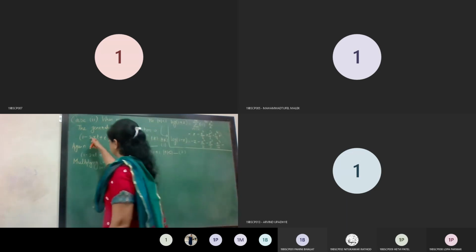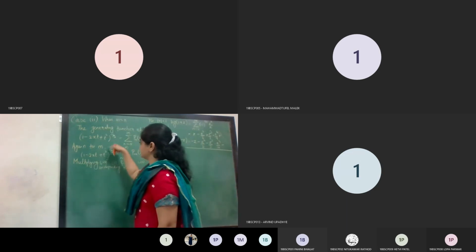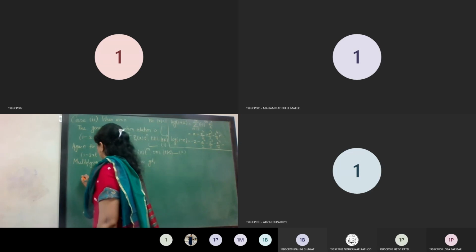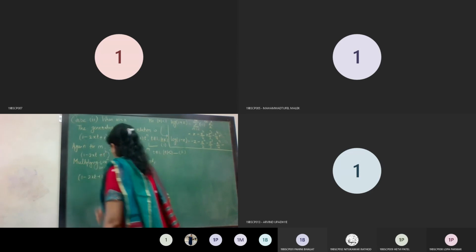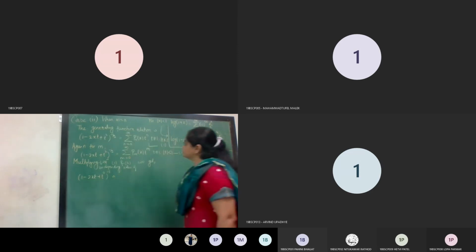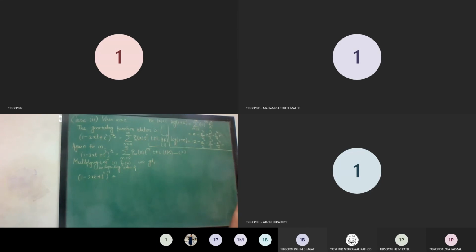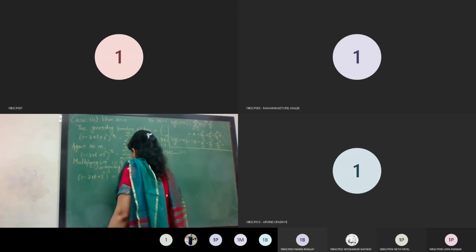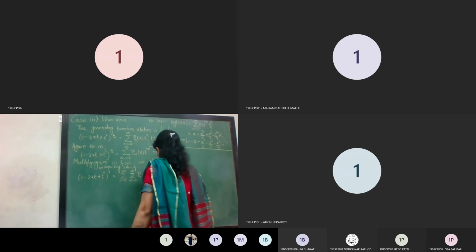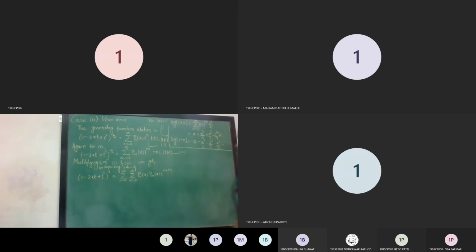So what will we get on the left hand side? The multiplication of these two. So it is minus 1 by 2 minus 1 by 2, so minus 1. So (1 - 2xt + t square) raised to minus 1 is equal to the product of the two series, this one. Give it equation number 3.